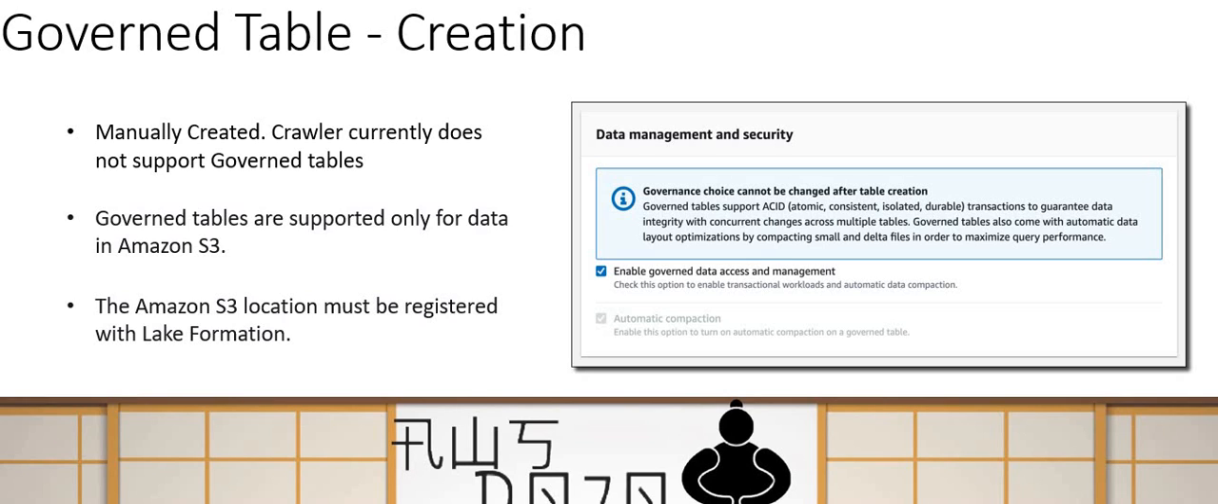Other than these three, your governed tables are similar to any classical table you have been creating. The only new option you see when you try to create a table says, do you want to enable governed data access and management? When you do that, your table converts into a governed table. It's as simple as that. You cannot convert an existing table into a governed table. You can only create a new governed table. When you create a new governed table, you need to tick this checkbox, and by checking that box, you're saying that this table is a governed table, and you can do it only manually or through APIs. I'm going to show you how to create a governed table, so don't worry. You will see that in the demo as well.